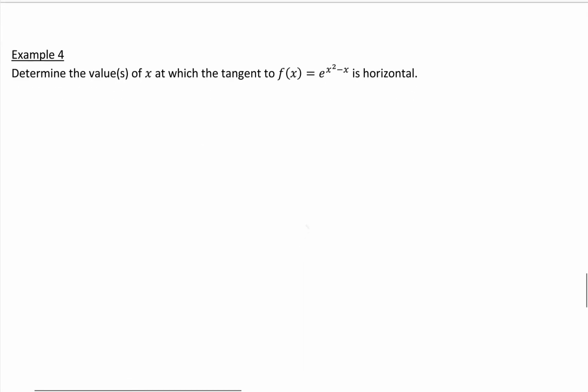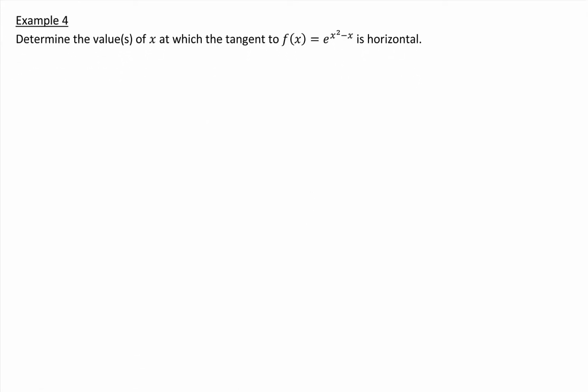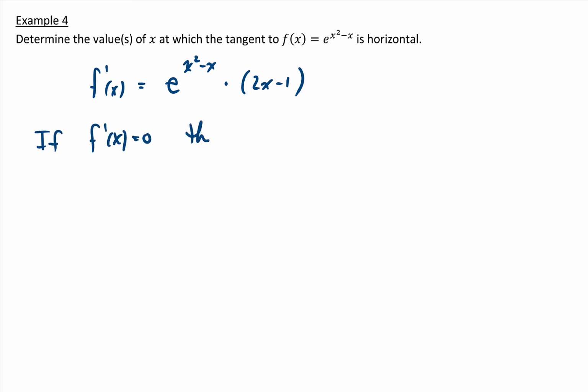All right, final example. Determine the values of x at which the tangent is horizontal. So first of all, we need to determine the derivative for this function. And this is the same as example 3c. It's the derivative of the outside, which is e to the x squared minus x, times the derivative of the inside, which is 2x minus 1. We're going to let f prime of x equal 0. And when we do that, we get 2x minus 1 times e to the x squared minus x equals 0.